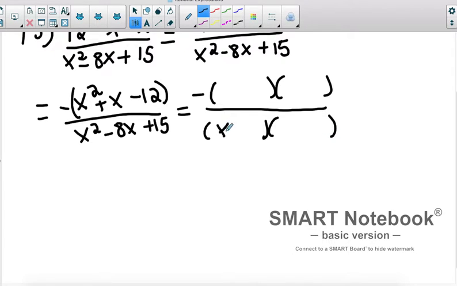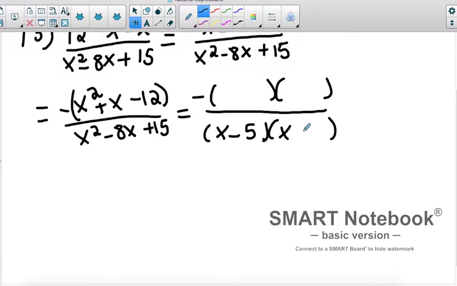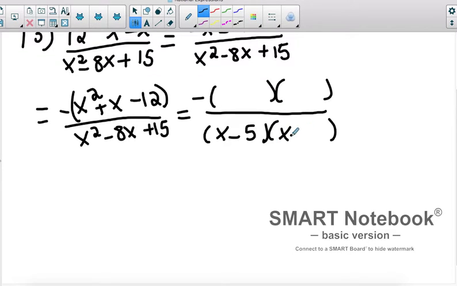So the bottom is gonna get factored to, remember, two numbers that multiply to 15 and add to negative 8. So that would be negative 5 and negative 3, and then the top is going to be positive 4 and negative 3 because they have to multiply to negative 12 and add to 1, right? Okay, so after we're done, we should have things that cancel.